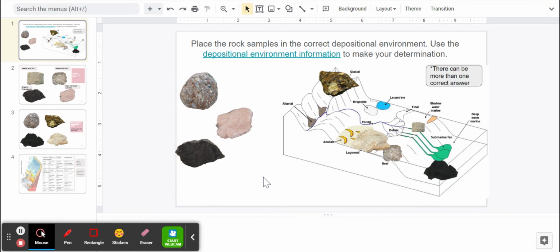So what you'll notice when you look at a breccia that has angular pieces, it's probably pretty close to its source. So it could either be at the top of the mountain or the base of the mountain, but we don't need to get too crazy there.